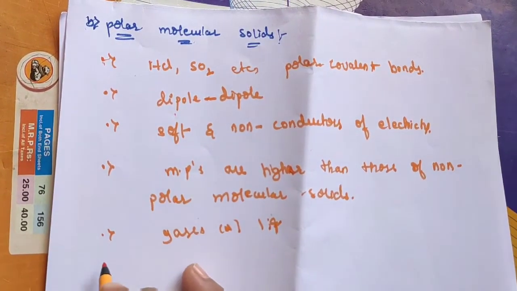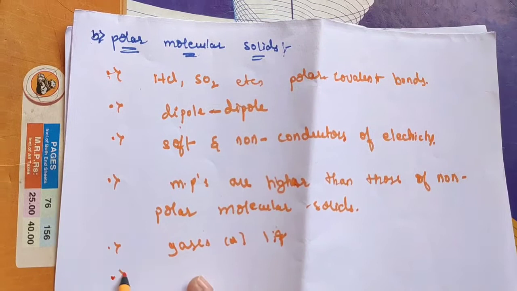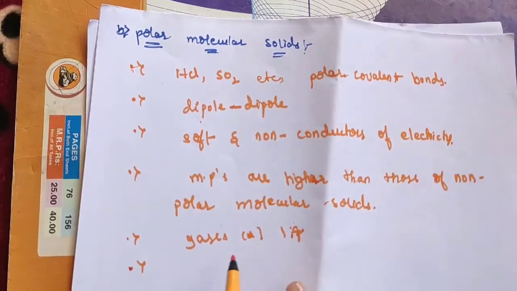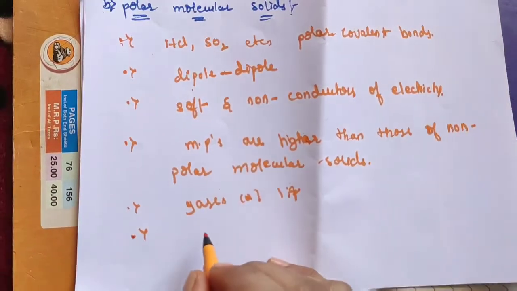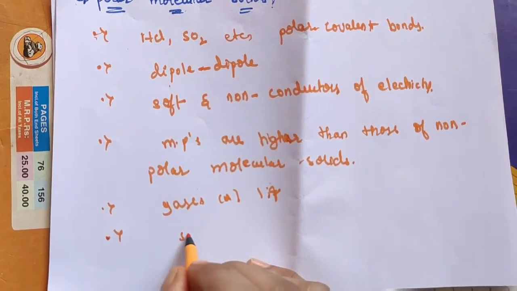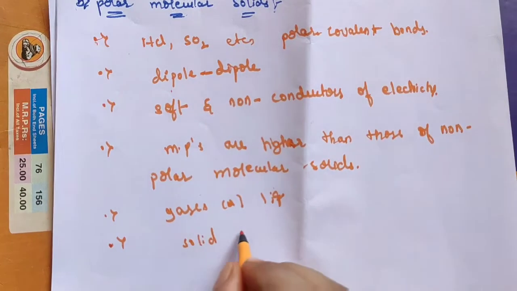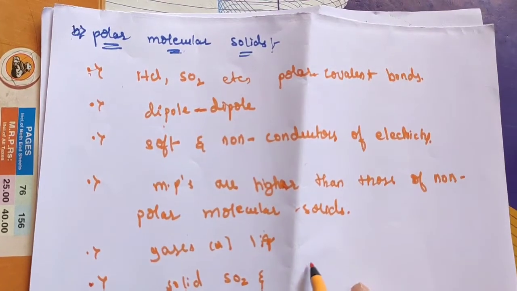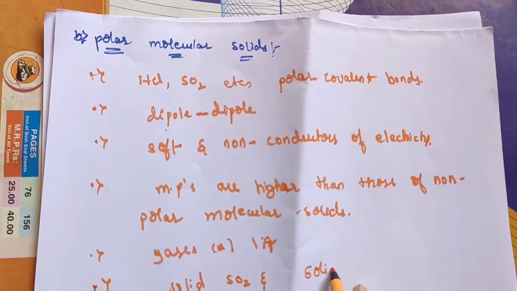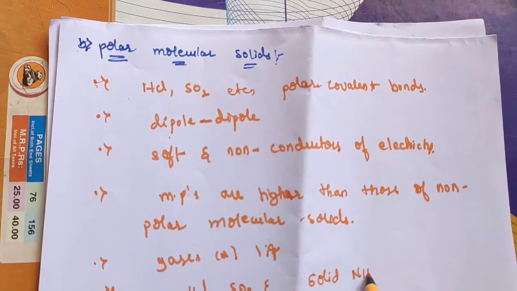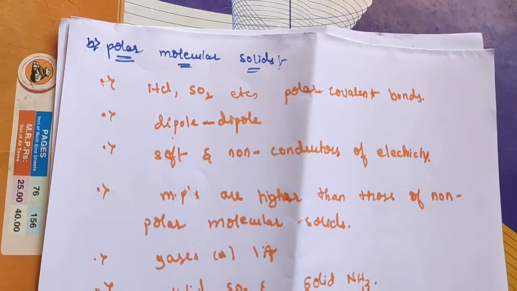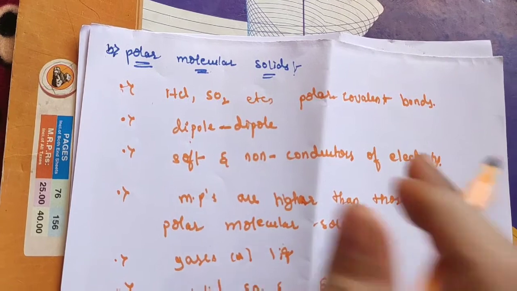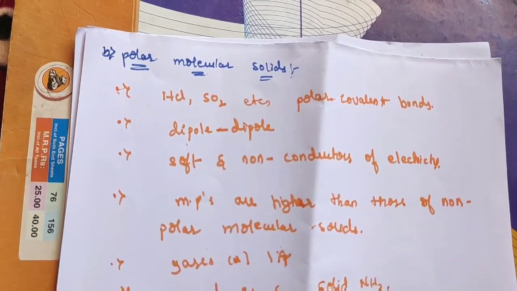What examples come under polar molecular solids? You can take solid SO2 and solid NH3 as examples of polar molecular solids.